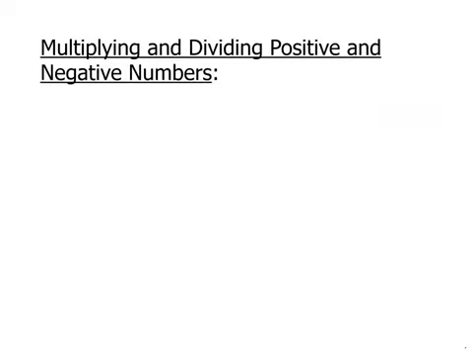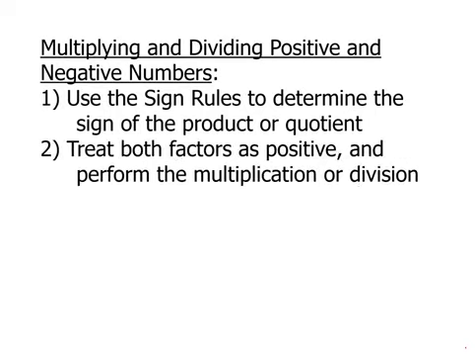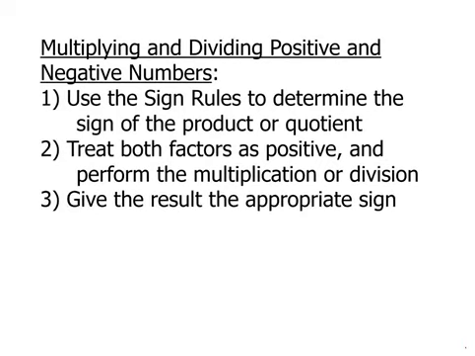So when we're multiplying positive and negative numbers, really the easiest thing to do is first think through the sign rule. Do I want to end up with a positive answer or a negative answer? You should always know that before doing any calculations. Then usually the easiest thing to do is treat both things as positive, just perform the multiplication as if everything were positive, and then add the appropriate sign at the end.